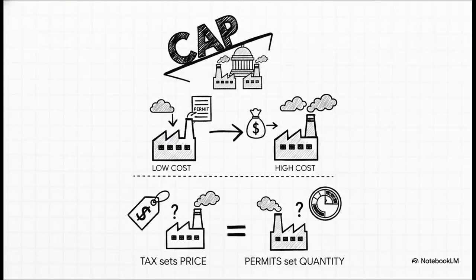So if taxes are politically tricky, what's the other option? It's a system of tradable pollution permits, or what you probably know as cap and trade. It works like this. First, the government sets the cap, the total amount of pollution allowed, say 600 tons. Then it issues permits for that amount. Now, here's the trade part. Firms can buy and sell these permits from each other.